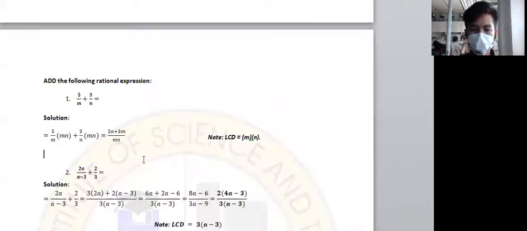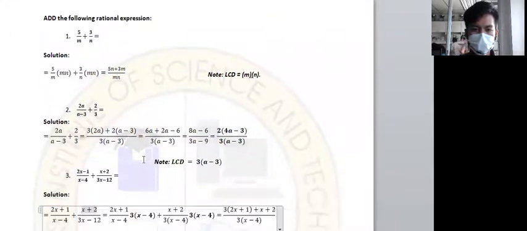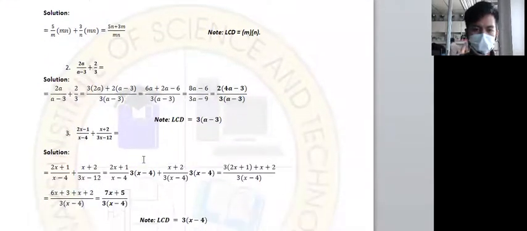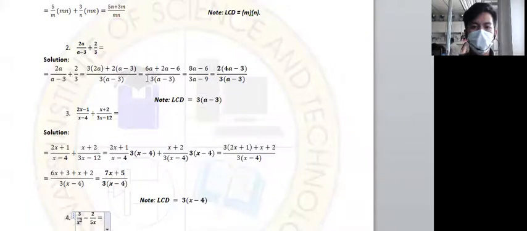So next, example number 2, we have 2a over a minus 3 plus 2 over 3. So first, we need to find the LCD. So ano nga po ba yung LCD po natin? So LCD po natin, pagsasamahin lang po natin tong a minus 3 multiplied by 3. So our LCD will be 3 multiplied by the quantity a minus 3. Okay po?